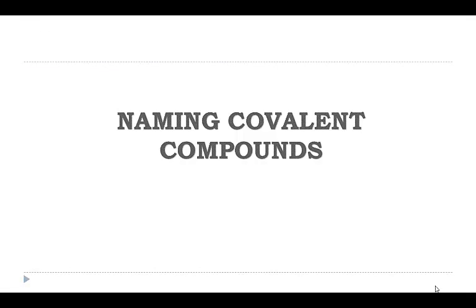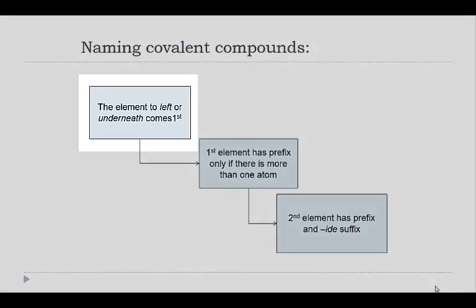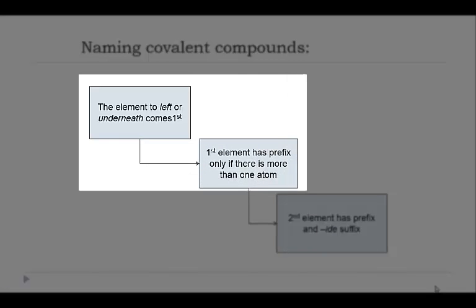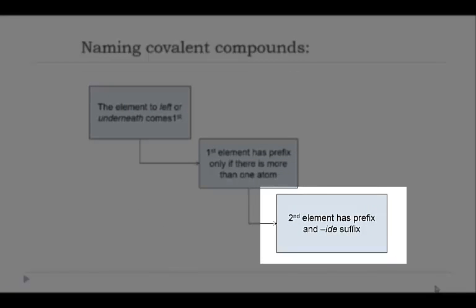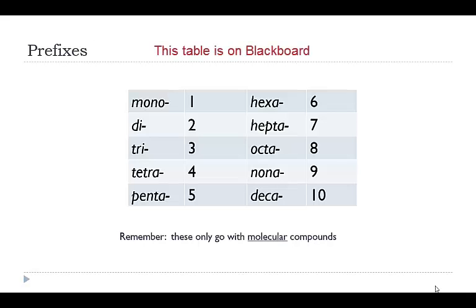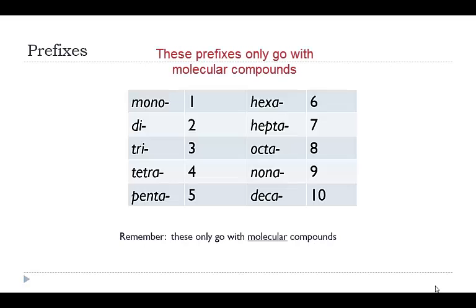We'll start by naming covalent compounds. The element that's to the left on the periodic table or underneath in the same group comes first, and it keeps its name. The first element has a prefix only if there is more than one atom, and the second element has a prefix for however many there are, and it has the IDE suffix, so you drop the name ending and add IDE. Here's a table of prefixes, and this table is on Blackboard. Remember, these go only with molecular compounds. Ionic compounds do not get these prefixes.